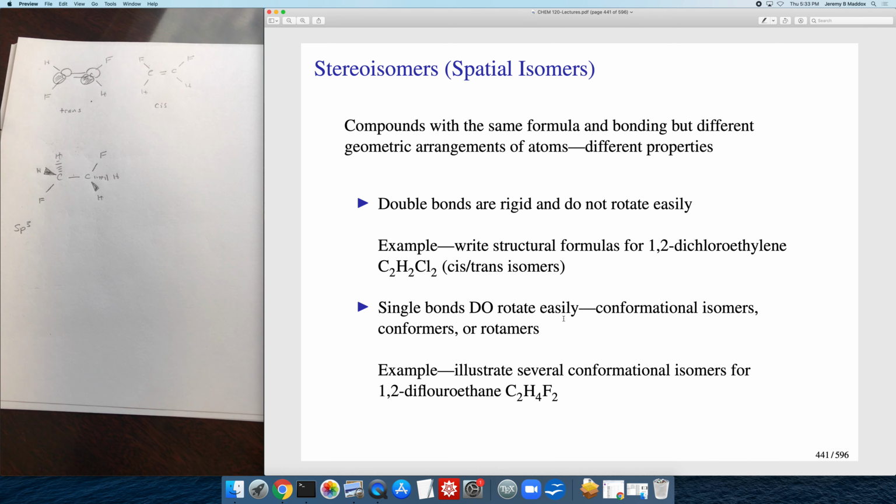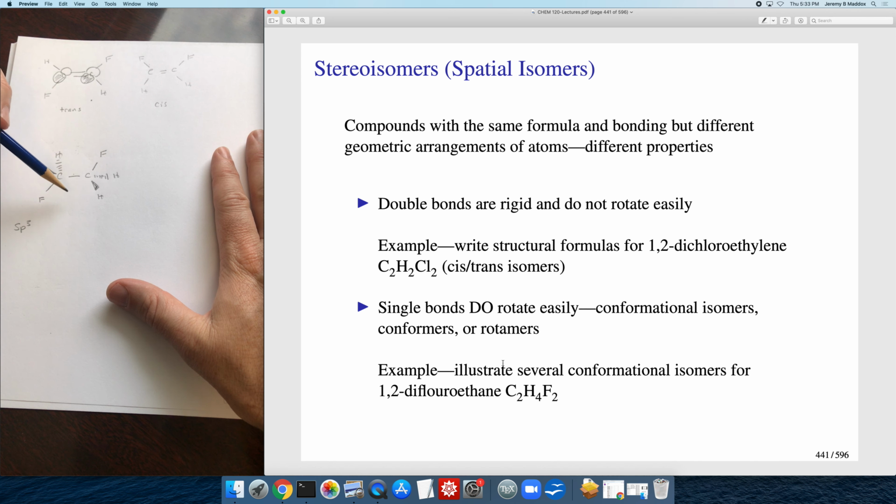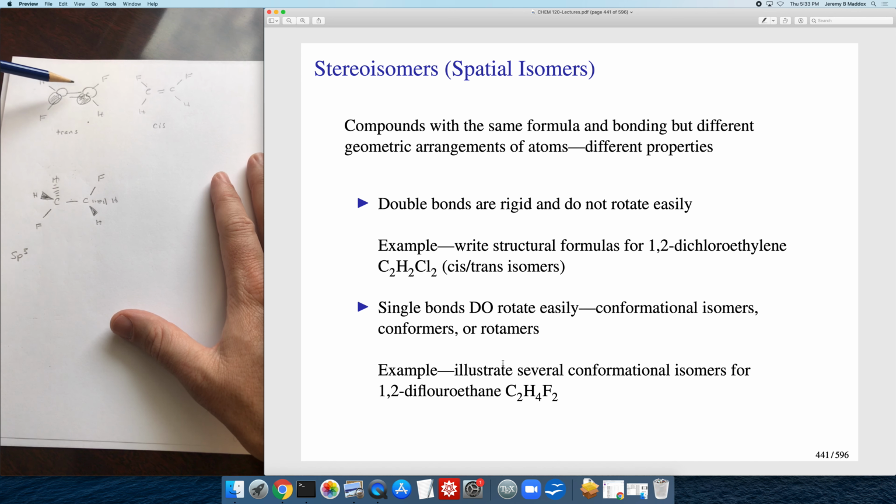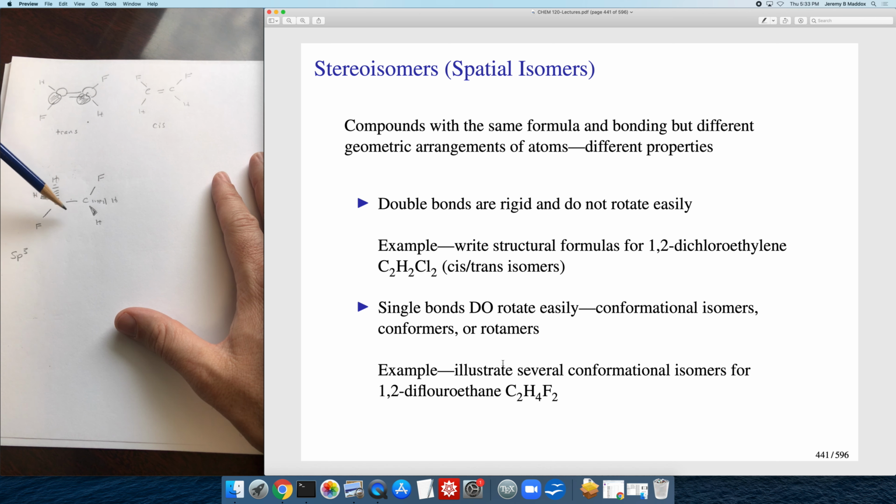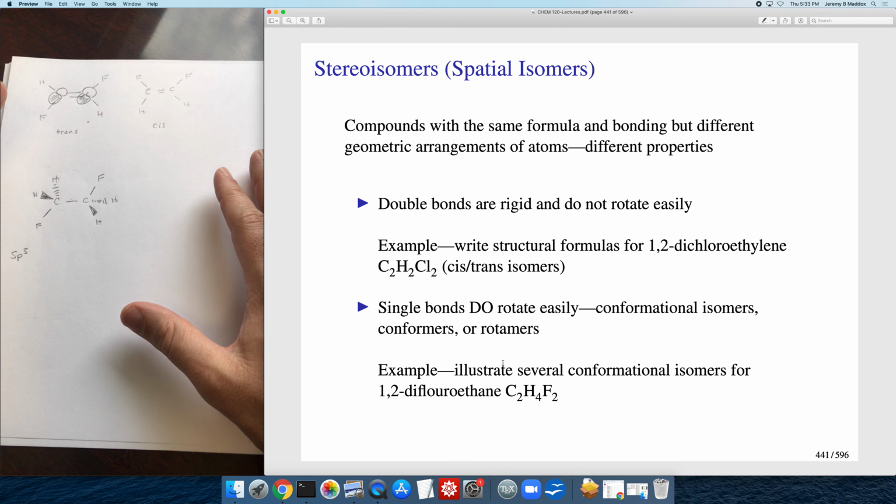Now they're asking us to draw them. I'm going to go ahead and skip that. But in any case, that's another distinction between double bonds and single bonds. You can easily rotate about single bonds. You cannot easily rotate about double bonds and triple bonds. They're essentially locked into place, forming what we call stereoisomers.